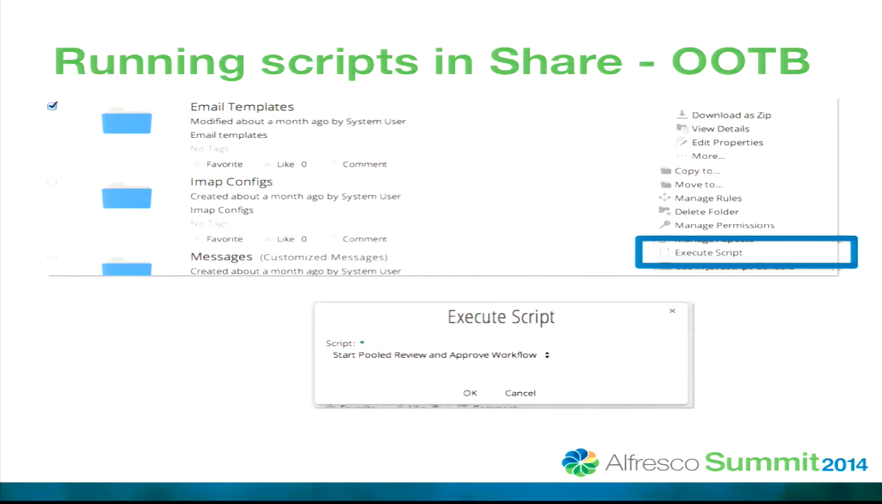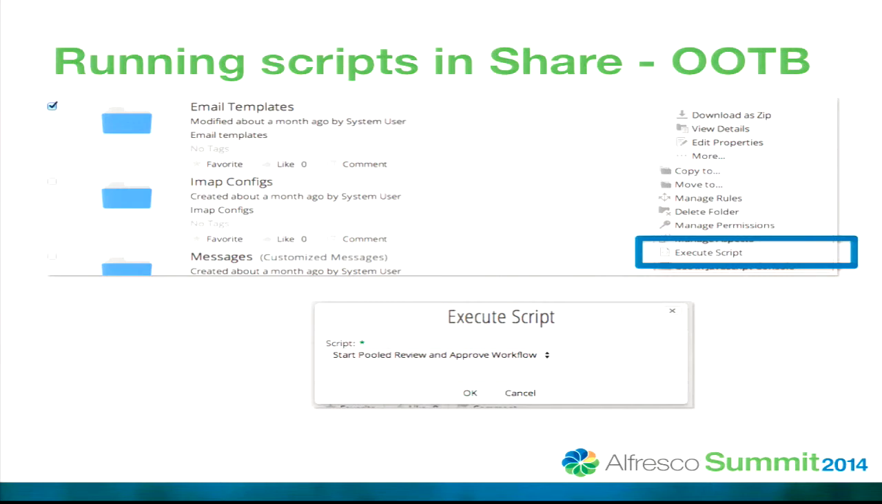So there is, out of the box, Share has this execute script action, under the More menu, but it's not enabled by default. So in Share Config Custom, there's actually a commented out config block that you can just uncomment. And what you'll see is when you go to More on a folder, you'll see this execute script. It's highlighted here on the screen. And when you select that, it'll then give you the list of all of the scripts under your data dictionary scripts folder. So you can select your script, and you can now run your script.